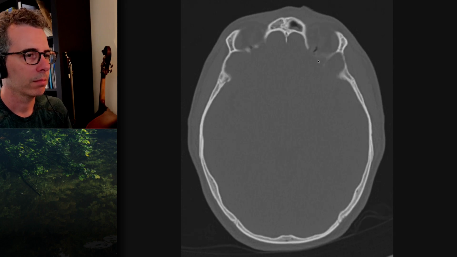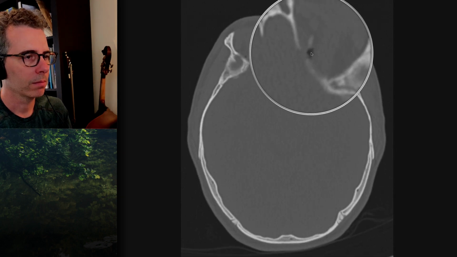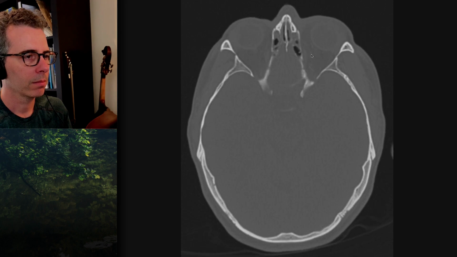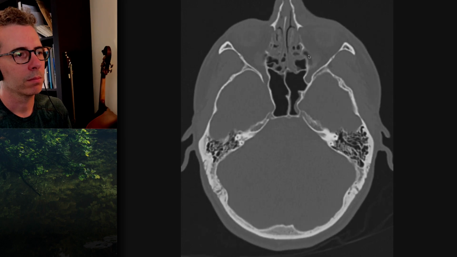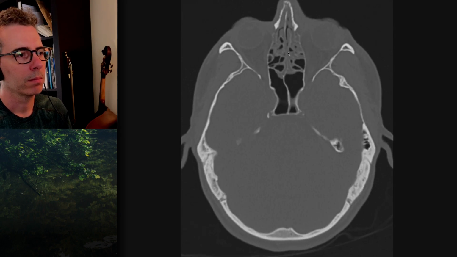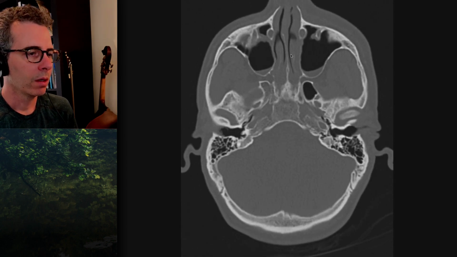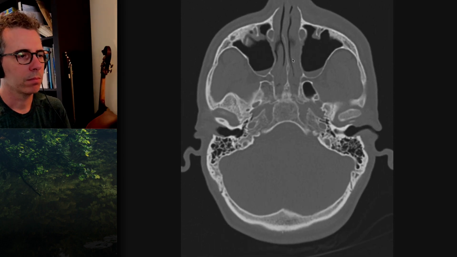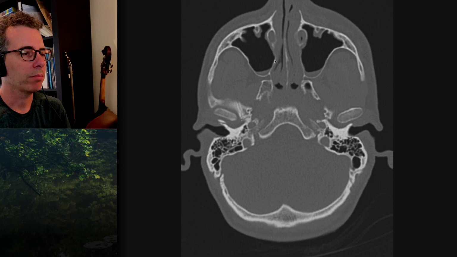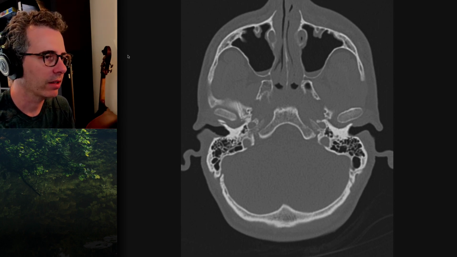And if we go through the orbits, there's probably some intraorbital gas, but we'll review that on coronals. There's some opacification of the anterior and posterior ethmoid sinuses and a nasal bone fracture, but the bony nasal septum itself looks relatively straight. The pterygoid plates are only partially captured on this axial. They look intact. Okay, let's assume the fractures are confined to the orbital roof.